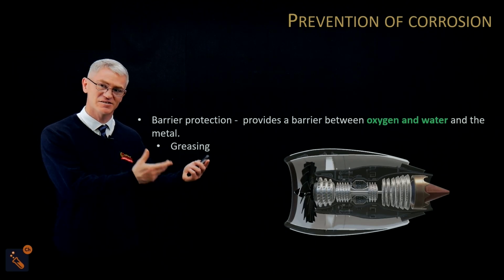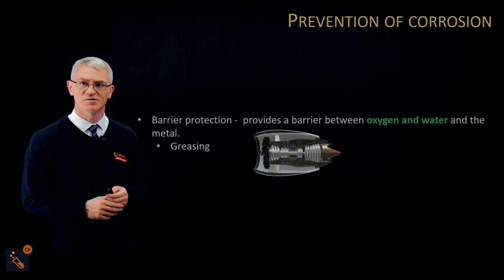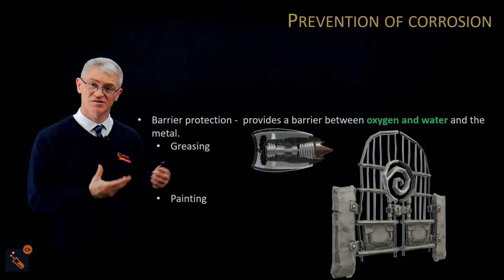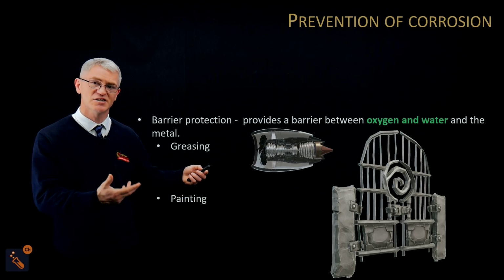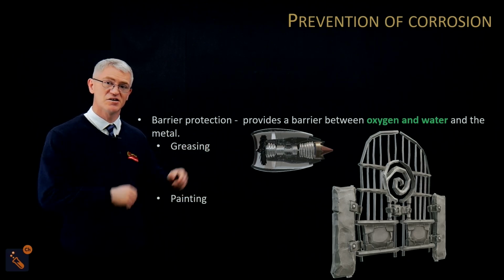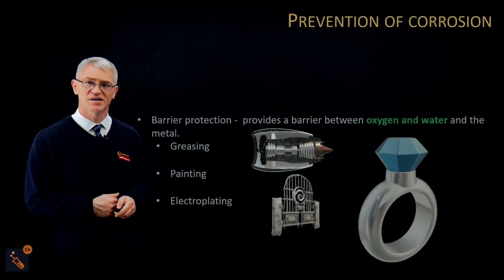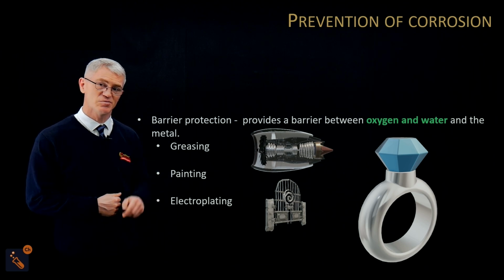But again, the same process happens if you put oil in an engine. So, if that's the case, another version is painting. So here we have a gate. Normally you paint the gate a nice colour that you want it, but actually it's there also to protect it from the oxygen and the water and prevent it corroding. Now, the last one we're going to talk about in this section is electroplating.